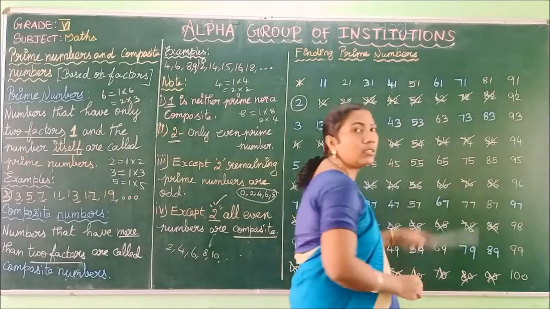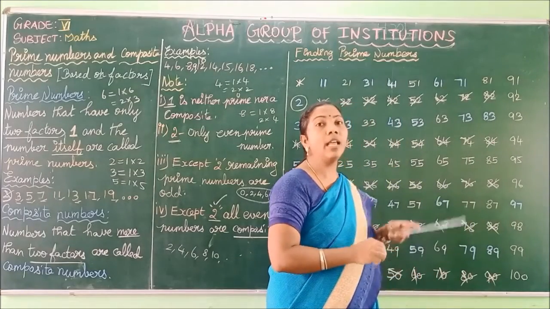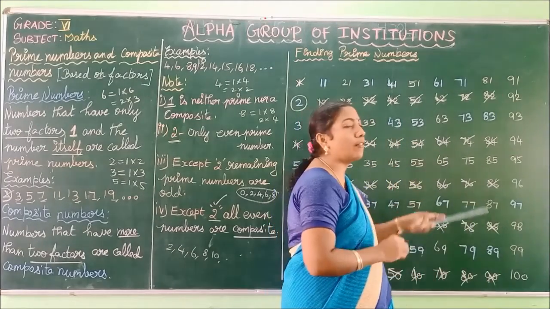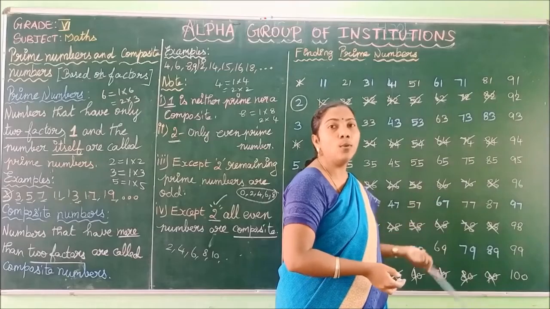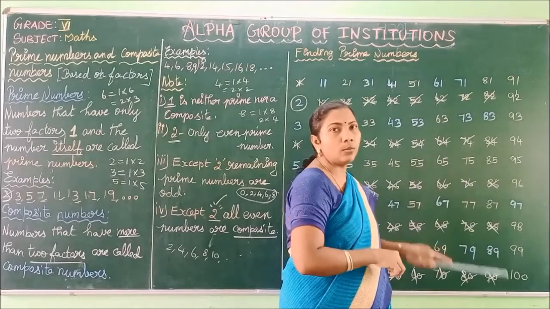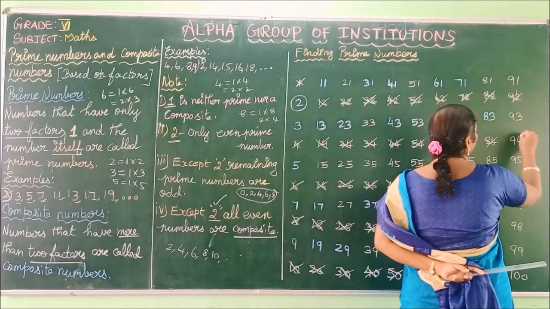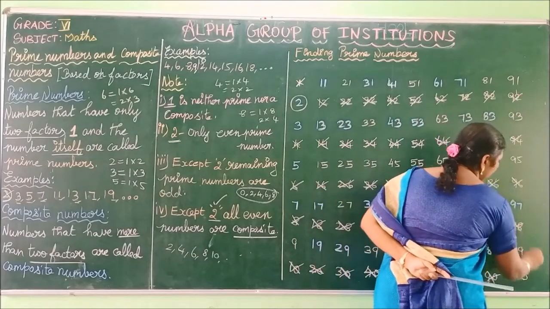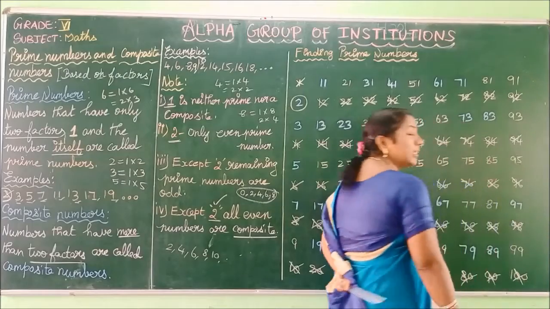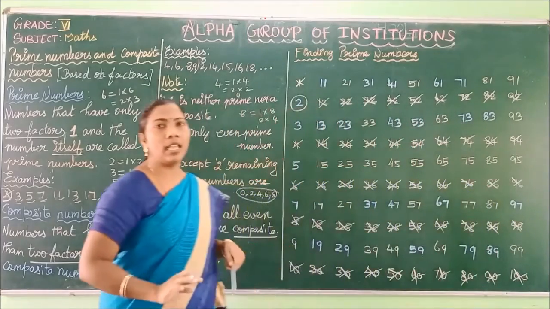Why are we crossing out these numbers? Because we are going to find the prime numbers. These are numbers having more than 2 factors, so they are composite numbers. So we cross them out. We are going to find the prime numbers only. So here 92, 94, 96, 98, 100. Thus we have crossed out all the even numbers.